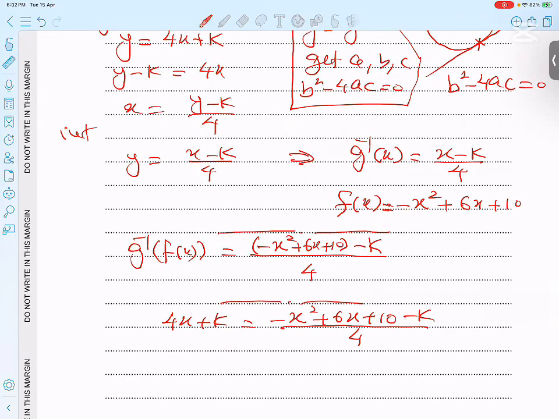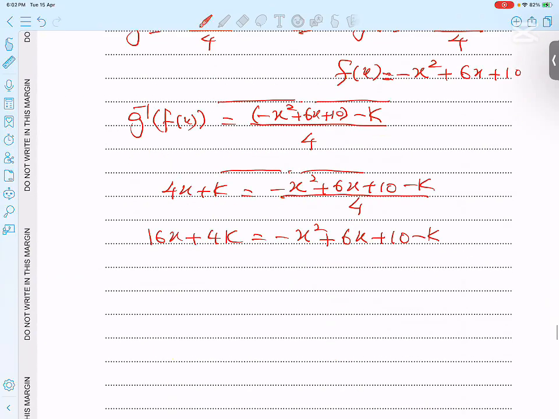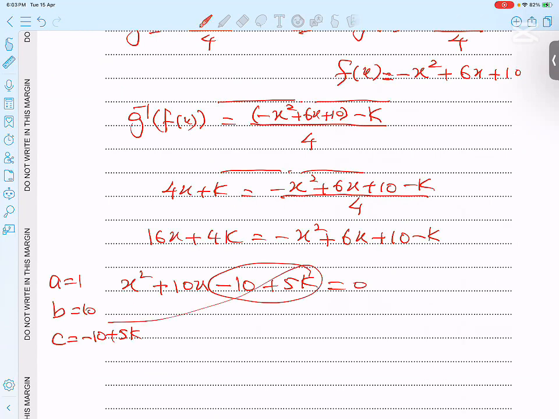Okay, students, what is the next plan? Multiply by 4: 16x + 4k = −x² + 6x + 10 − k. Bring everything to the left-hand side. This is done. When it comes from here, I get a plus 10x, and then I get a negative 10, and this comes here and becomes plus 5k. So this is over and equals 0. Now, what is a, students? I can tell you 1. b is 10. c is what? Negative 10 plus 5k, because this is the complete c value.